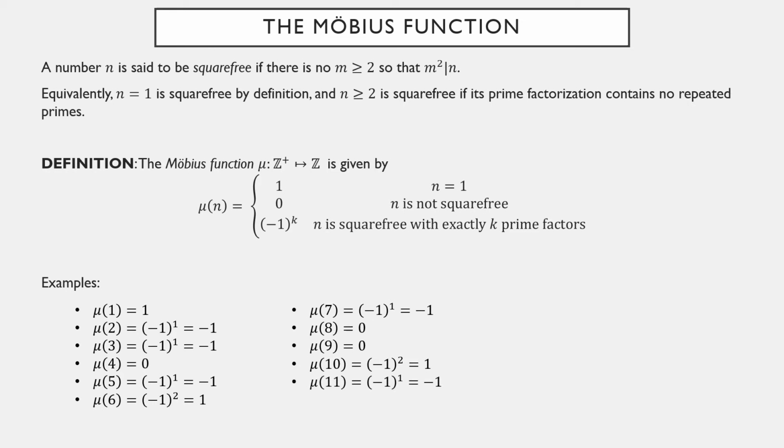11 is square-free and has a single prime factor, so mu of 11 is negative 1 to the first, or minus 1. 12 is not square-free. You can factor 4 out of it, so mu of 12 is 0. And so forth in this kind of fashion. Why is this function multiplicative?